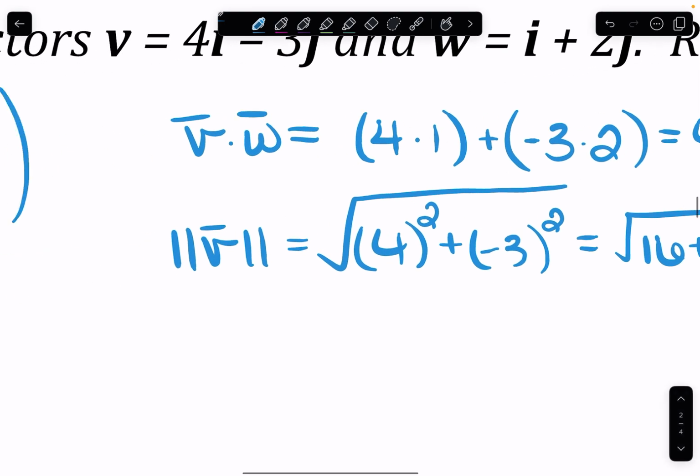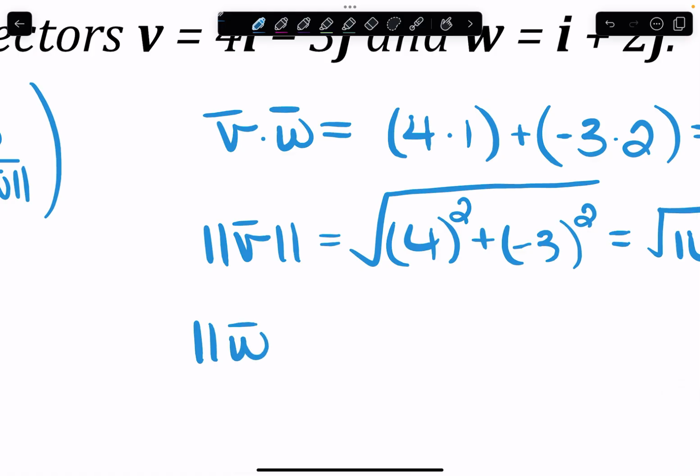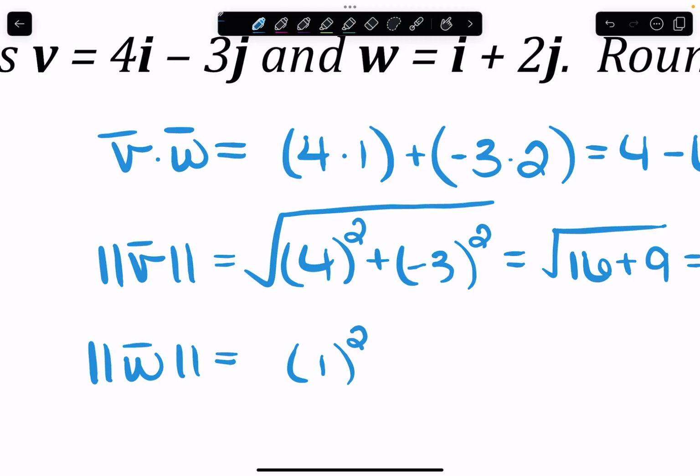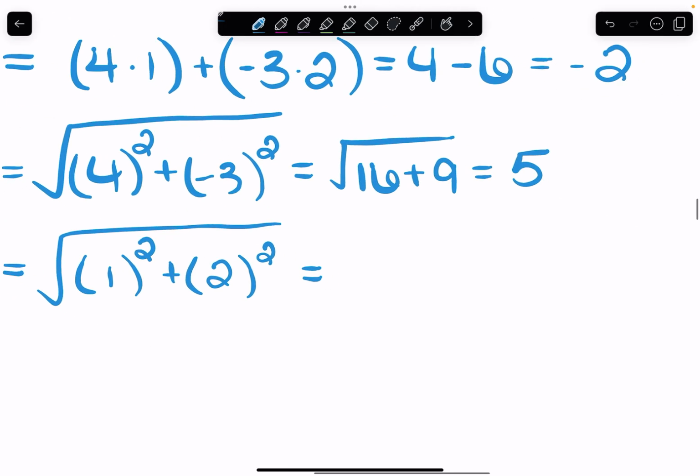And then the magnitude of vector w is 1 squared plus 2 squared, sum square rooted. So 1 plus 4 under the square root, square root of 5. So this one we cannot simplify.